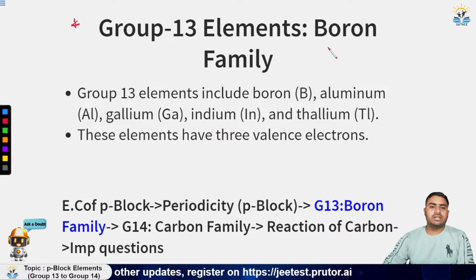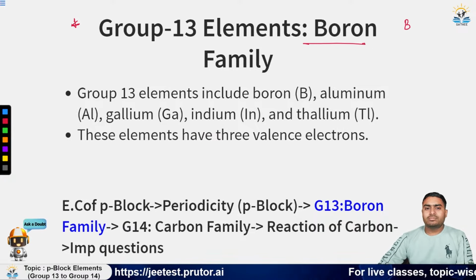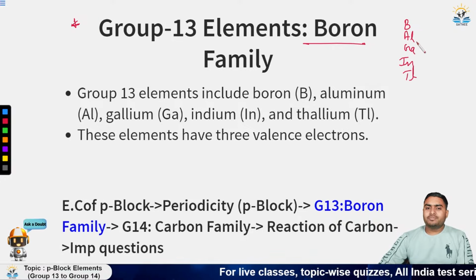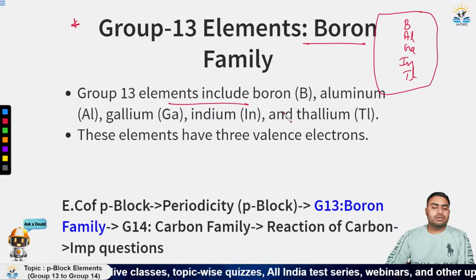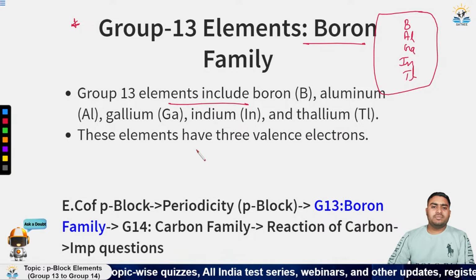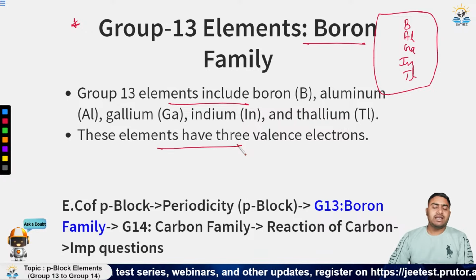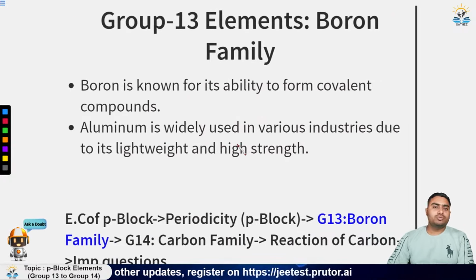Let's begin with group 13, the boron family. In the boron family we have boron, aluminium, gallium, indium and thallium. These elements have 3 valence electrons in their valence shell. You have seen the electronic configuration of each and every element in a tabular form, right? Let's move to the next point.